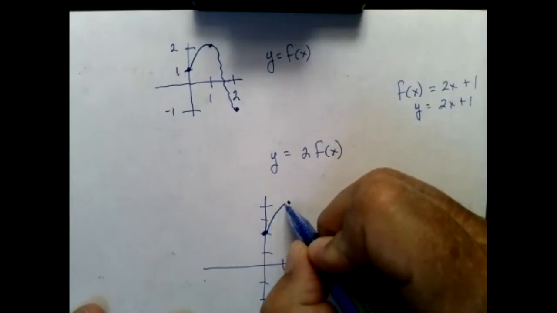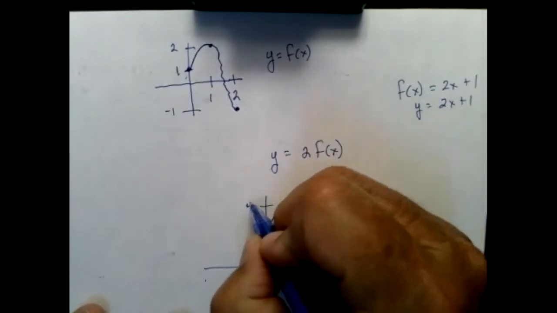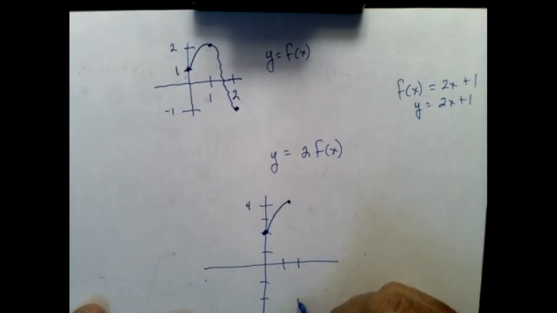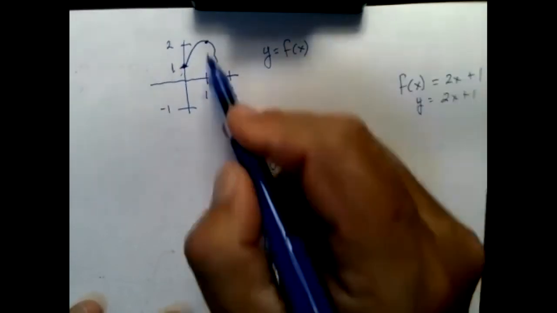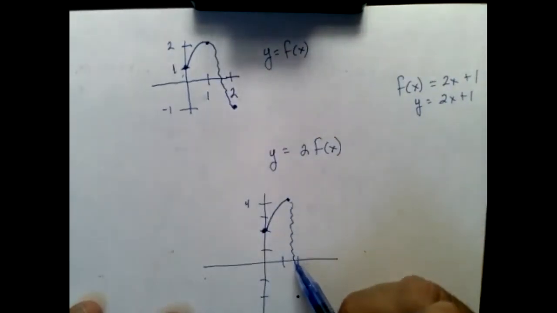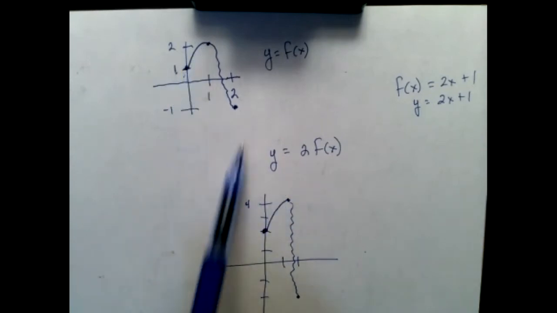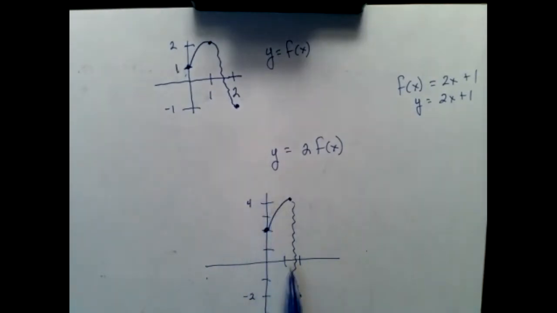So what was at 1 is now 2. What was at 2 is now up to 4. And when I got out here, I ended at -1. So now that gets doubled, and it should be down at -2. So now I'm going to have this squiggle part go down. So my y's get doubled. What was at 1 is now up to 2. What was at 2 is now up to 4. What was at -1 is now down to -2. Squiggle, squiggle, squiggle.